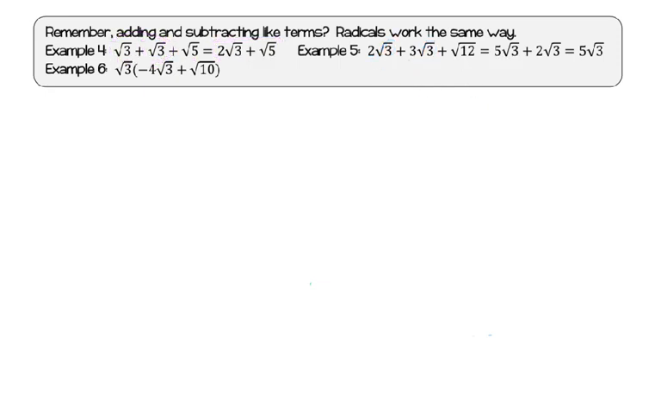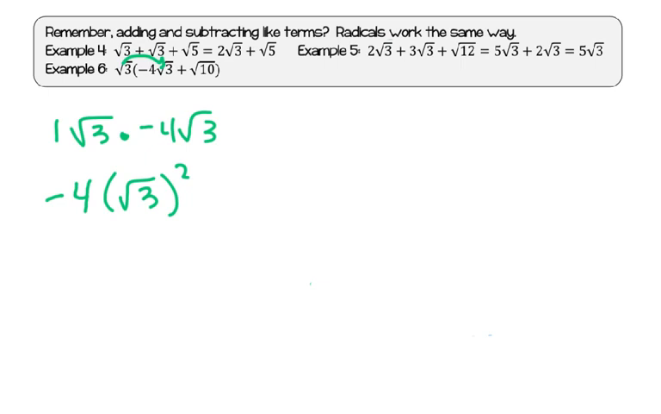Okay, example 6, it says the square root of 3 times the quantity. So we're going to be multiplying, distributing, and then we'll have to simplify by adding or subtracting. So when I do this, I'm going to do square root of 3 times negative 4 square root of 3. We're multiplying. So I'm going to do 1 times negative 4 and then square root of 3 times square root of 3. So that would give me negative 4 times 3, so that's negative 12.